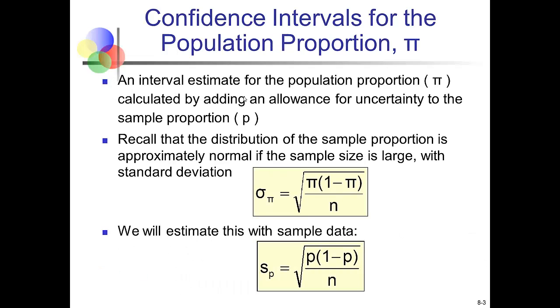This interval estimate will be an estimate of the population proportion, and we'll do that using the sample proportion and some allowance for uncertainty. Remember in Chapter 7, the sample proportion is approximately normally distributed if the sample size is large enough, and the standard deviation, or standard error, is calculated using this formula below, square root of pi times 1 minus pi divided by n. Since we do not know the true population proportion, we will use an estimate based on sample data, and that standard error will be the square root of our sample proportion times 1 minus our sample proportion divided by n.